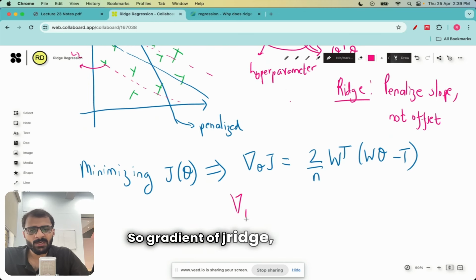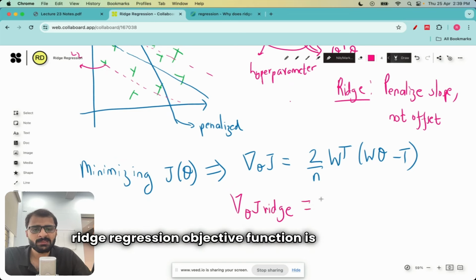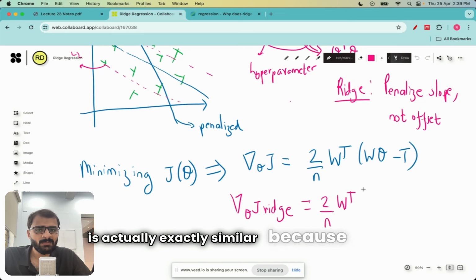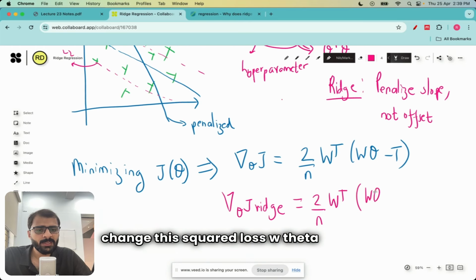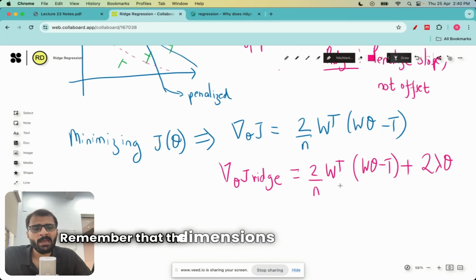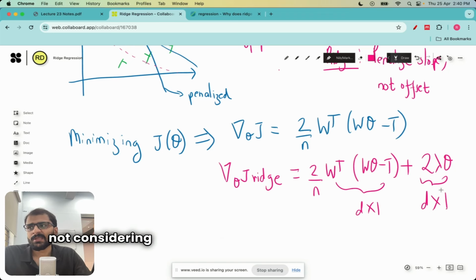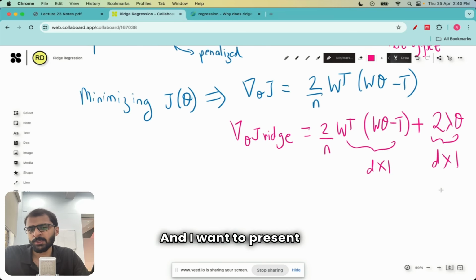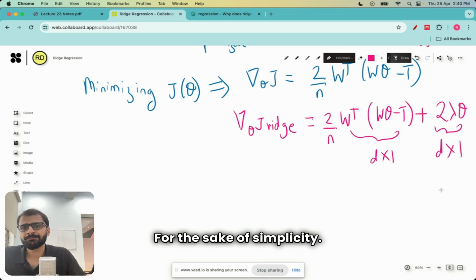So the gradient of J ridge, which is the ridge regression objective function, has a first term that is exactly similar, because it does not change the squared loss, W theta minus T. But we add another term, which is 2 lambda theta. Remember that the dimensions of everything here are d by 1 and d by 1. For the sake of simplicity here, I am not considering theta naught, because optimizing J ridge with theta naught turns out to be difficult. And I want to present to you a simple formula here. So I am just looking at theta right now for the sake of simplicity.